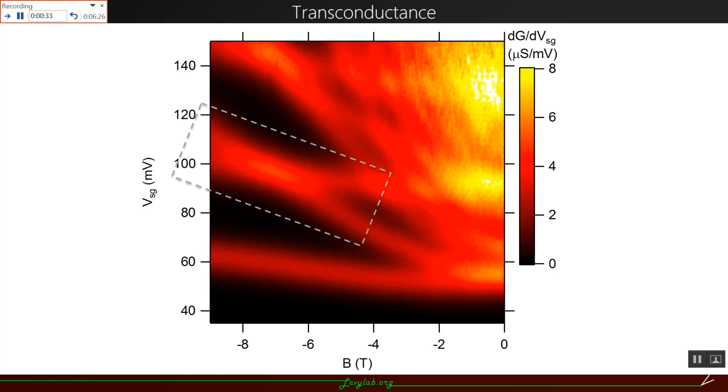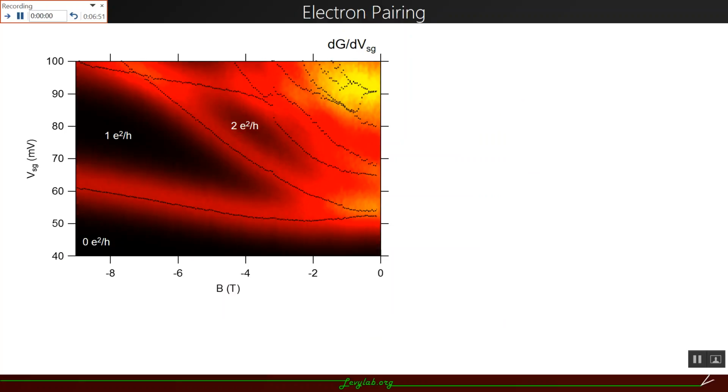Additionally, at higher magnetic fields, we see that as these opposite spin electron states bunch together, they don't simply cross, they actually lock together briefly before separating again. And so in order to better characterize these behaviors, we plot the positions of the conductance plateaus on top of the transconductance. And so that's what we see here.